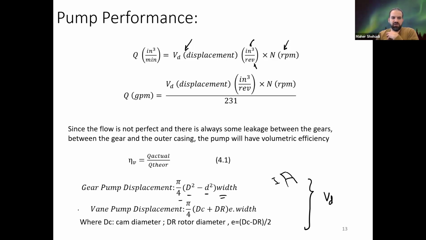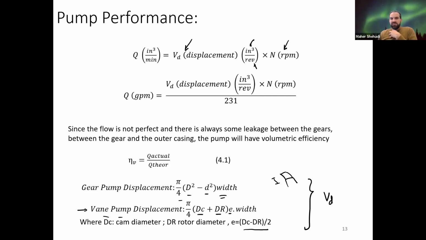We have other types. I won't go over them, but if we need them, we're going to come here and calculate these. For example, for a vane pump, it's pi over 4 times D cam plus D rotor, divided by 4, multiplied by the eccentricity. If you recall, we said we need to have some kind of eccentricity, so it's moving away from the center of the outer casing, times the width. The eccentricity could be calculated from this equation. For other types, we have it.